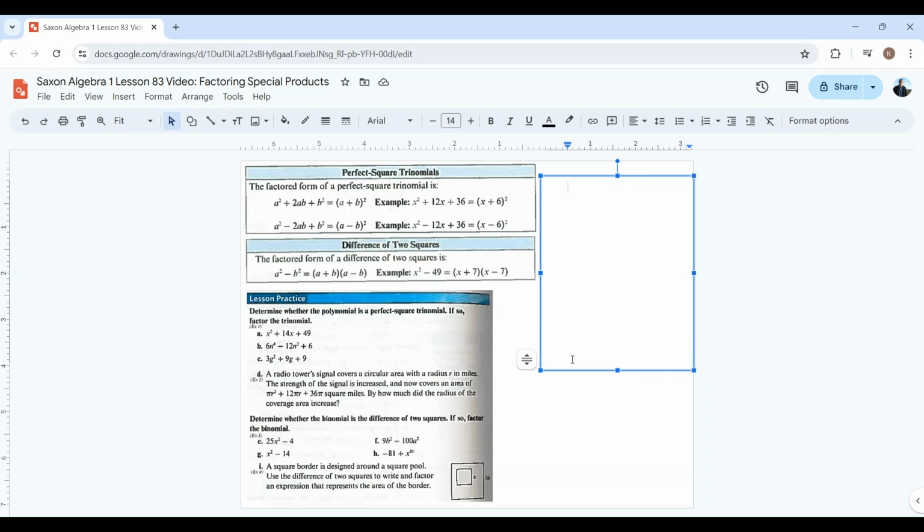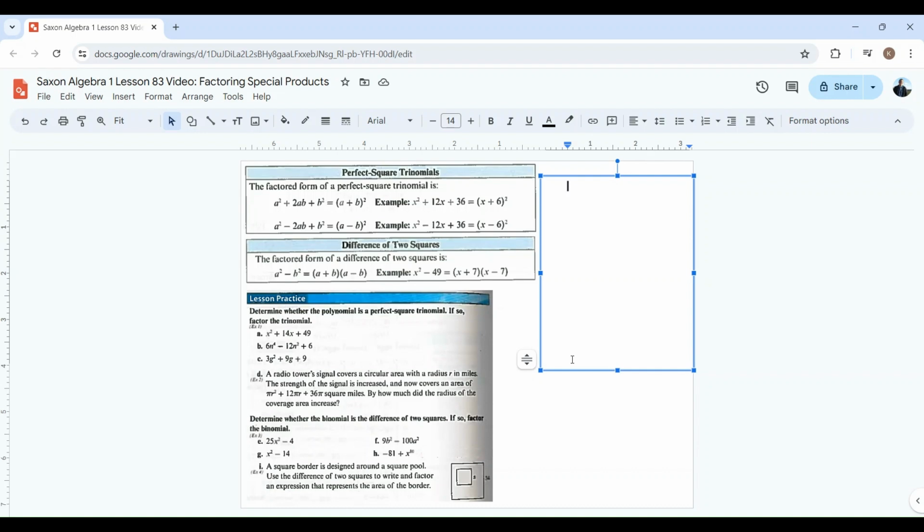Hey, algebra students. In this lesson, we are going to be talking about factoring special products. Previously, we had a lesson on special products, and you may remember that special products are special sets of binomials that we can easily multiply together because they follow a pattern of how they multiply together. For example, x plus 6 times x minus 6.